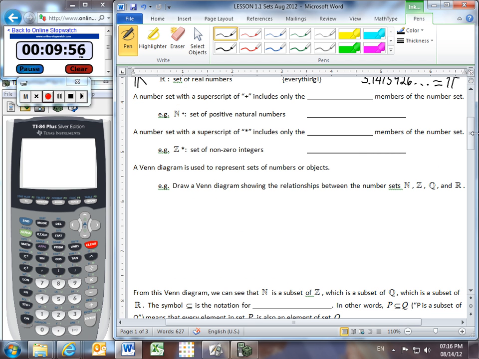Now, a number set with a superscript, for example, an exponent is like a superscript. It's an example of a little number that you write sort of higher. A superscript of plus includes only the positive members of the number set. So, for example, this N with a little plus beside it represents the set of positive natural numbers. 0 is not a positive number, so this one would just start at 1, 2, 3, 4 and go on forever.